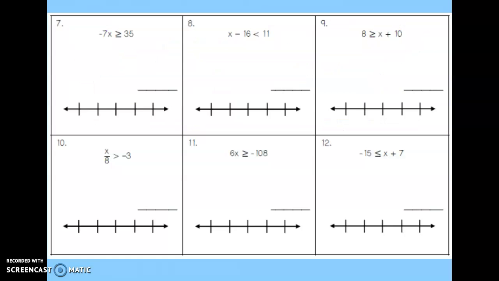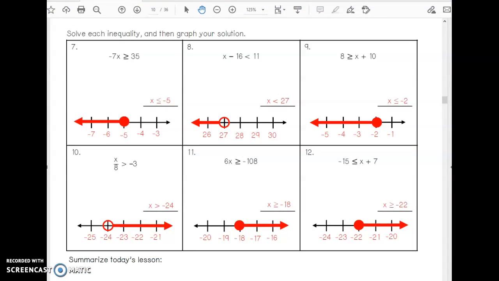So I want you guys to do these 6 problems. Pause the video, do these 6 on your own, come back and check your work. If you do have questions, feel free to email me or get on Zoom and I can go through these with you. So pause, and I'm going to pull up the answer key for these. So here's the answers that you should have gotten for each of those. Again, if you have questions, jump on Zoom or email me.